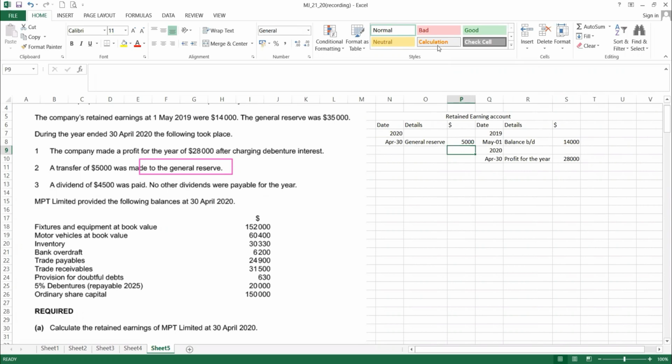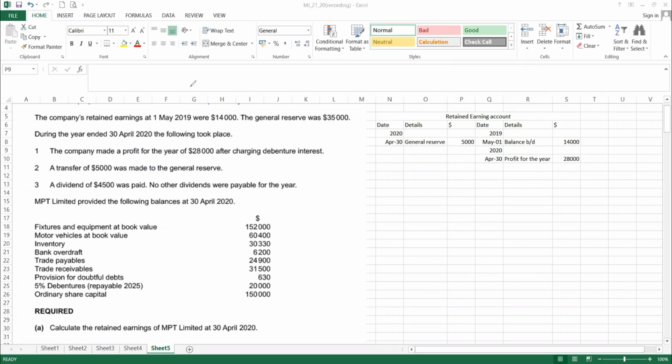Now what I need you to take note of is that in case the question changes it to a transfer of 5,000 was made from the general reserve, you will have the general reserve amount on the credit side. So take note of that in your exam, whether the question says to or from.